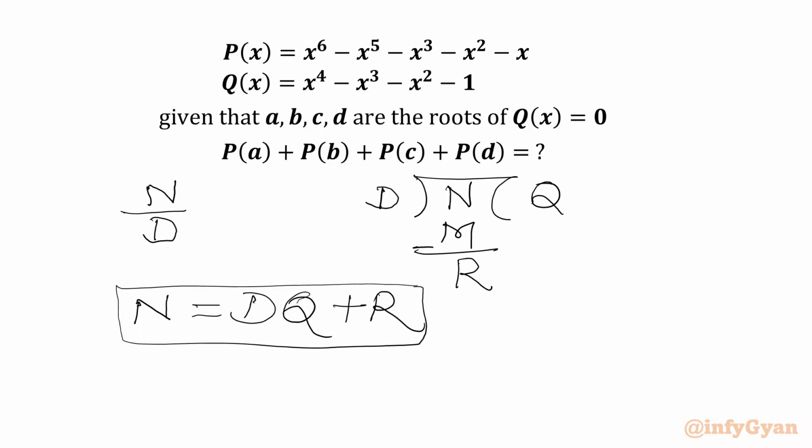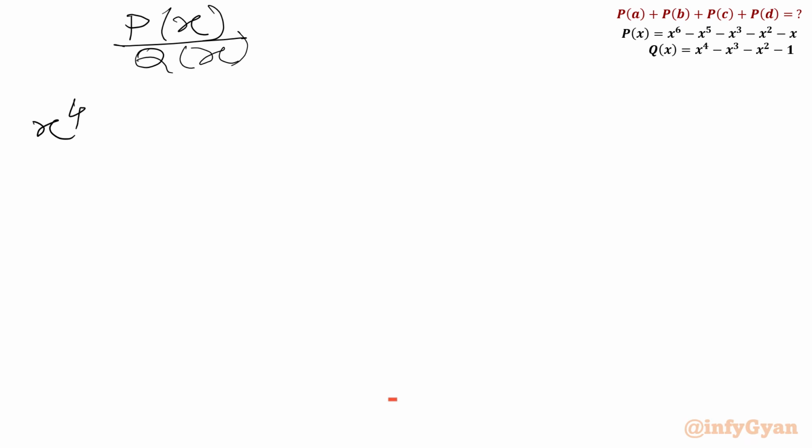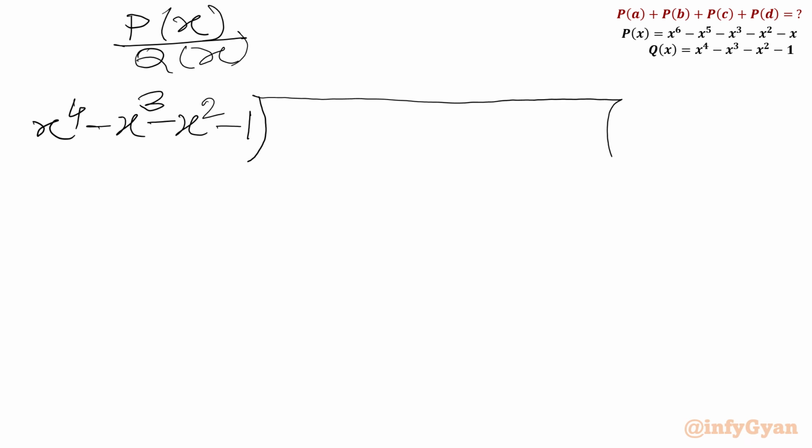Let's apply. I will divide P(x) by Q(x). So I will write here P(x) over Q(x). I need to write the divisor first, so I will write x power 4 minus x cube minus x square minus 1. This is our divisor. Now we have to write the dividend, which is our P(x): x power 6 minus x power 5 minus x cube minus x square minus x.